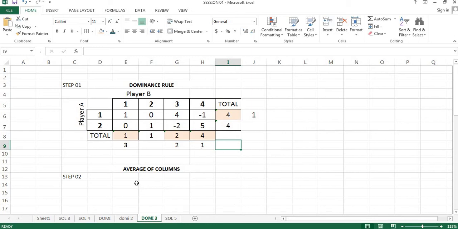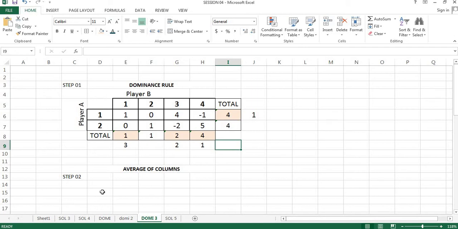So we follow the average of columns and rows. Here the average of rows cannot be done because we have only 2 rows. To compare the average, we need one more row. So here only 2 rows are available. For that condition, we are going to find the average of columns only.